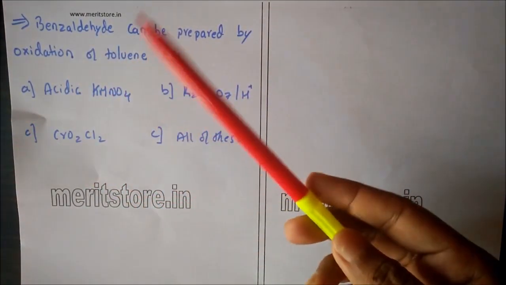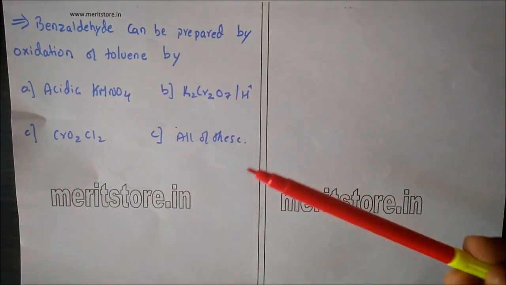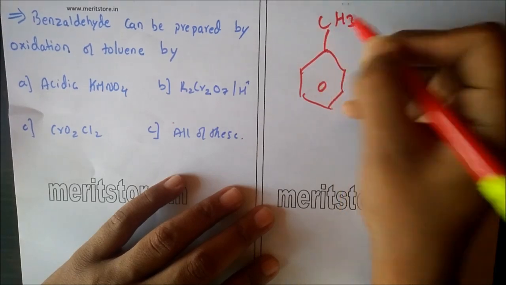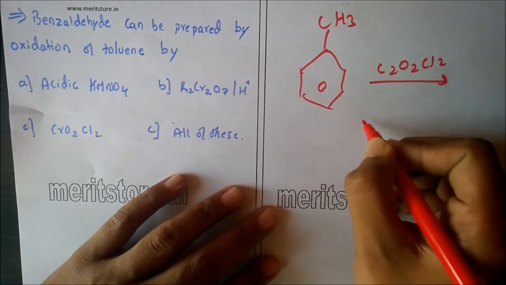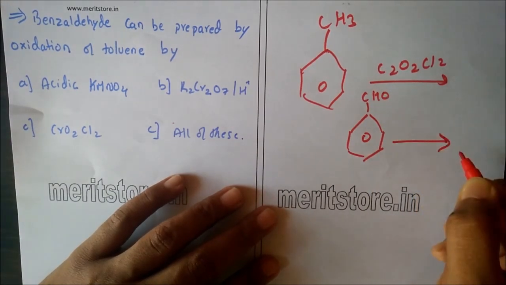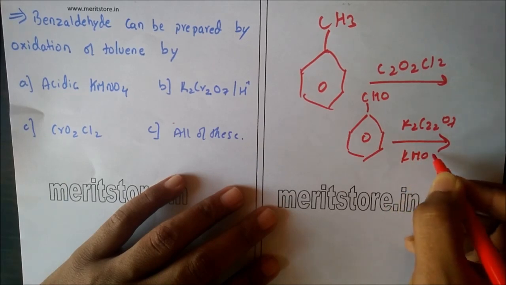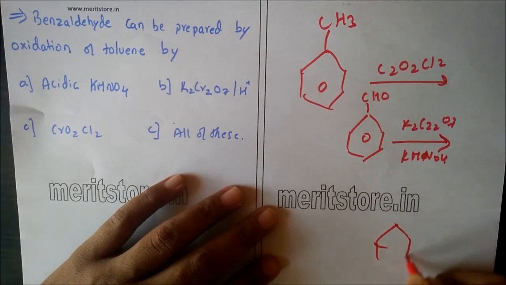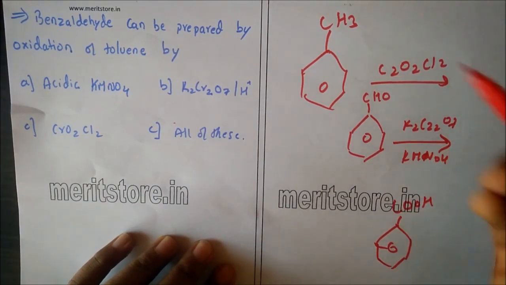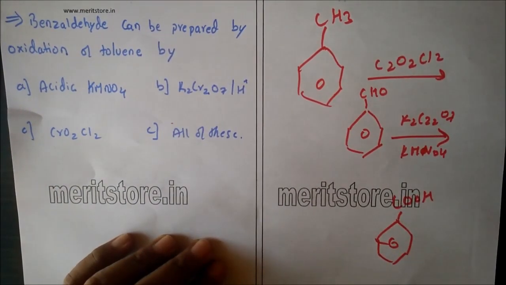Benzaldehyde can be prepared by the oxidation of toluene by A. acidic KMnO4, B. K2Cr2O7/H+, C. CrO2Cl2, or D. all of these. Now we know that toluene undergoes oxidation in the presence of CrO2Cl2 to form benzaldehyde, which on further oxidizing in the presence of acidic K2Cr2O7 or KMnO4 forms benzoic acid. This is known as Etard's reaction. Now, acidic KMnO4 and K2Cr2O7 oxidize toluene into benzoic acid, but CrO2Cl2 oxidizes it to benzaldehyde. So here the correct answer is option C.